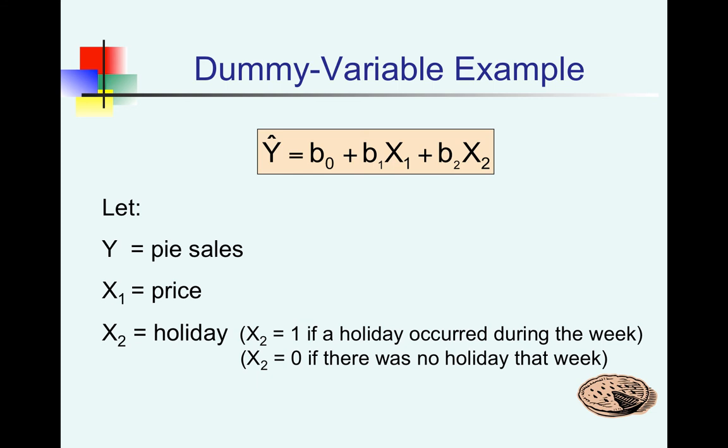So let's take a look at our pie example. One thing we might suspect is that during holidays like Thanksgiving or Christmas, we tend to sell more pies. So we want to test to see if that relationship holds. What we're going to do is define a new independent variable, x2, which represents whether there's a holiday or not. This is going to be a dummy variable. We'll code it as 1 if a holiday occurred during that week of sales, and 0 if it didn't.